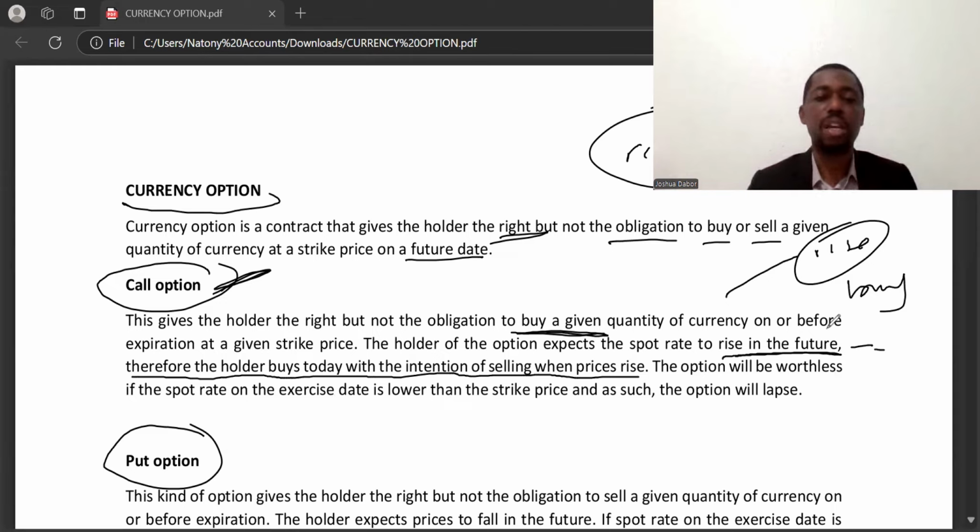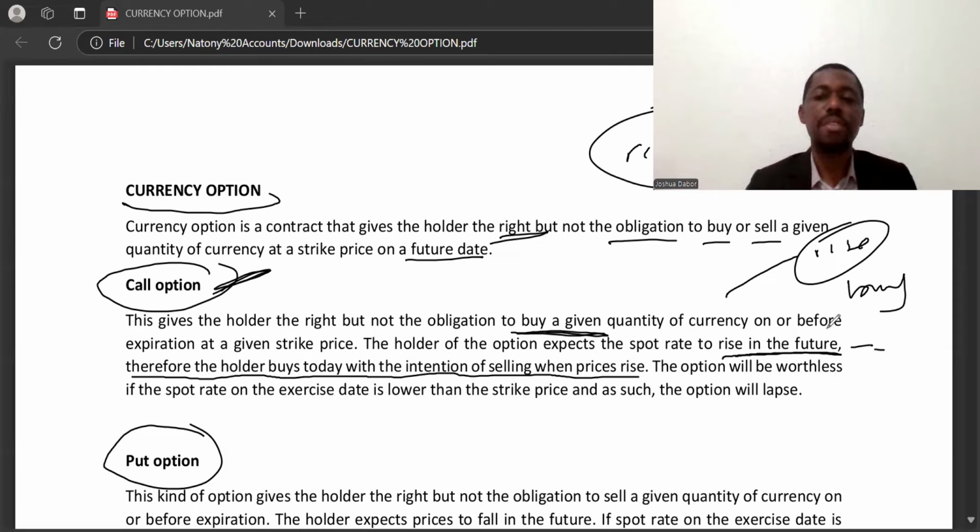The option will be worthless if the spot rate on the exercise day is lower than the strike price, and as such, the option will lapse. So in the option contract, one thing you have to know is that the company can never make a loss. The loss that the company will be making will be restricted to the option cost, which is the premium. We'll soon get there, but just know that the option holder can never make a loss. If the option holder will be making a loss, the holder will not exercise the option to buy or sell.